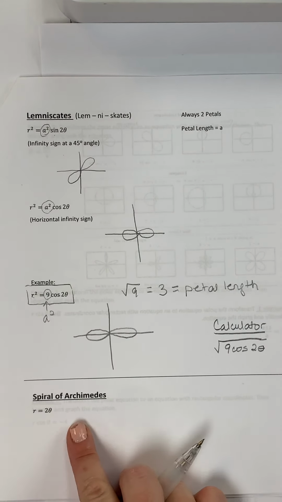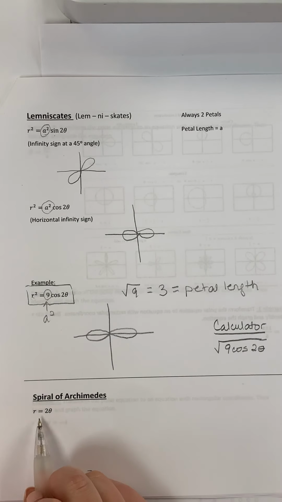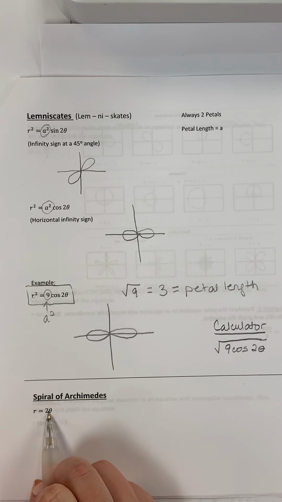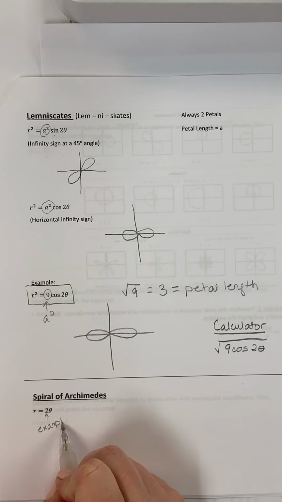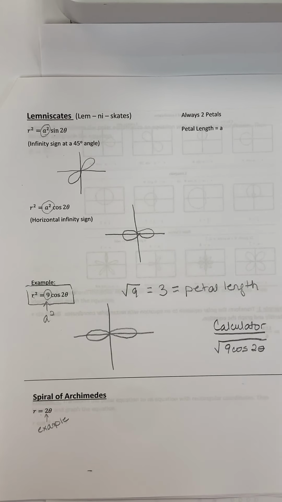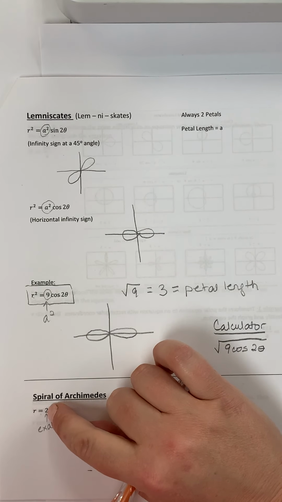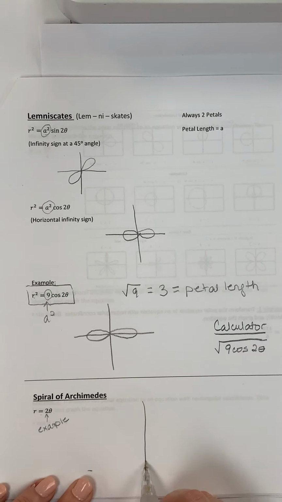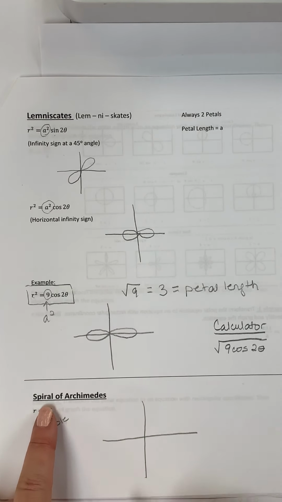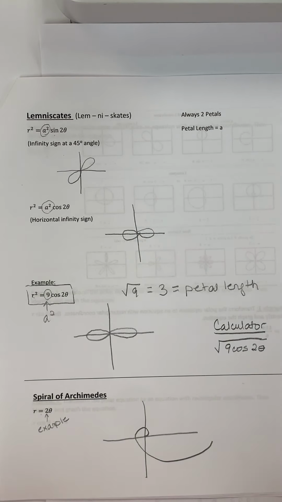All right, and then I guess there is one more I forgot about down here, the little spiral of Archimedes. So that's an R equals a number times theta. So this is just an example. This is not necessarily exactly the form. The form is going to be R equals some number times theta. Now, if theta wasn't there, that's a circle. And the spiral of Archimedes is exactly what it sounds like, a spiral. It starts at the origin, it spirals outward through each quadrant, and then it goes off into infinity.